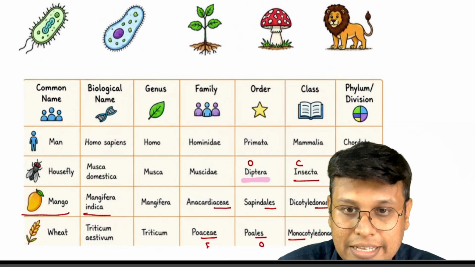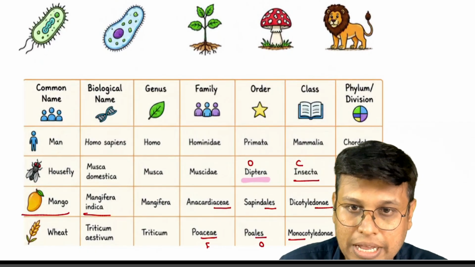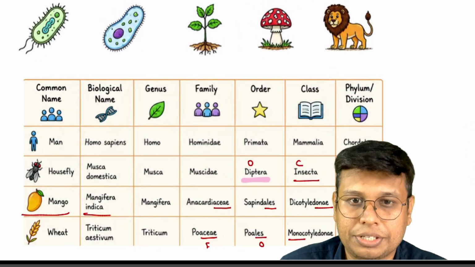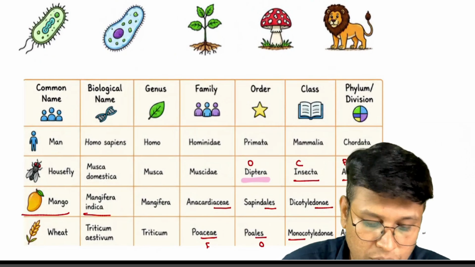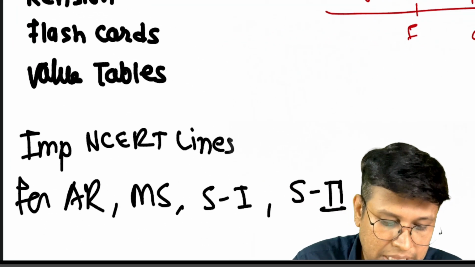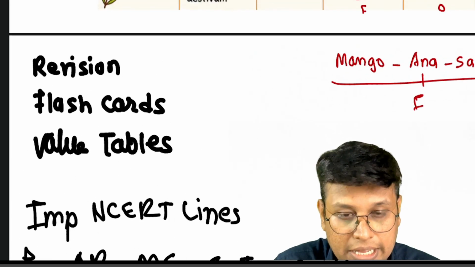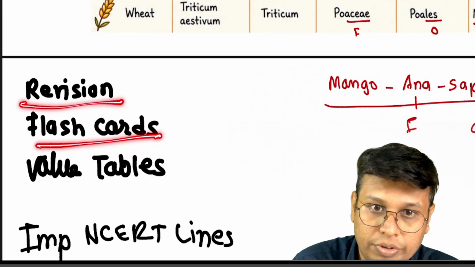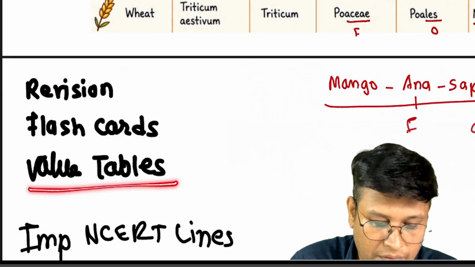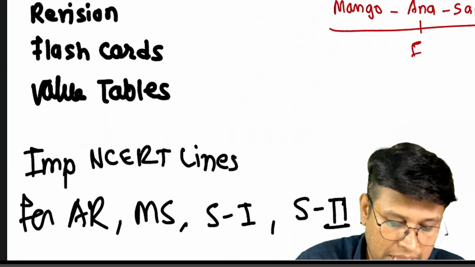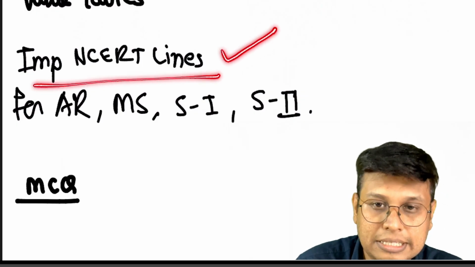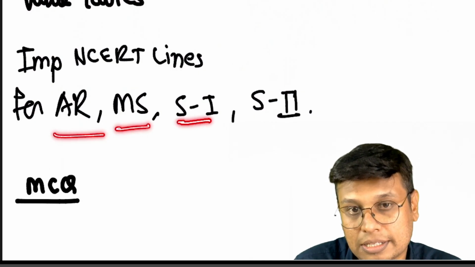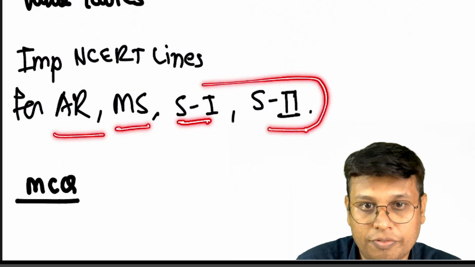So this is the end of living world, in the unit of diversity of living world. Next, we are going to start with biological classification, and maybe one video for discussing the most important part of any learning, that is revision. And we are going to come with the flashcards and value tables, and important NCERT lines for assertion reason, multiple statement, statement 1, statement 2 type of questions.